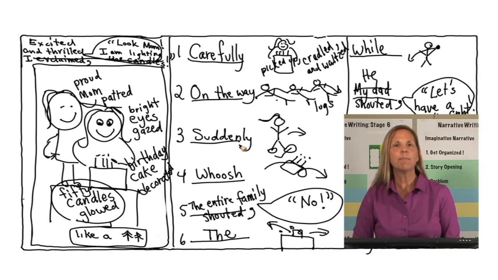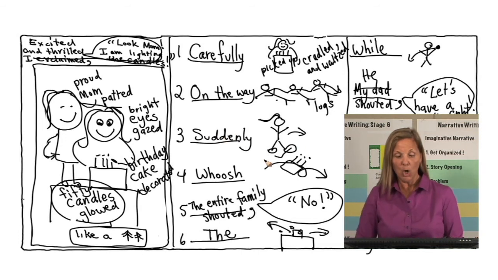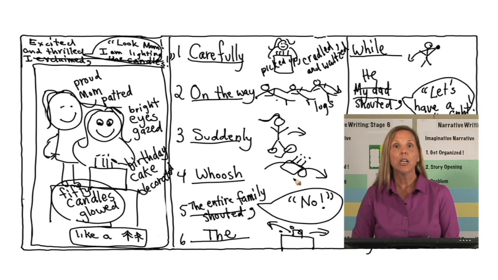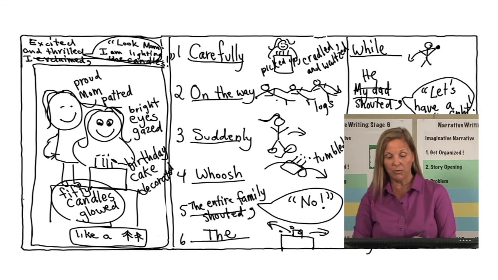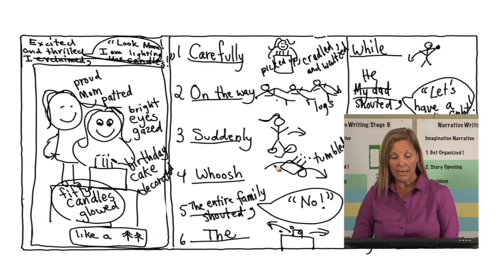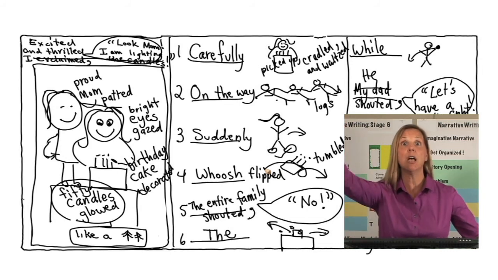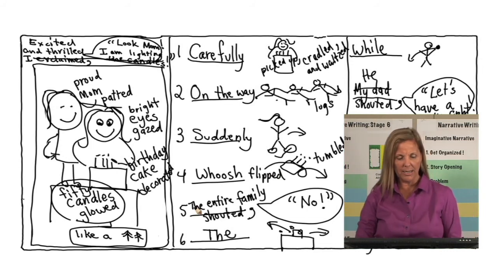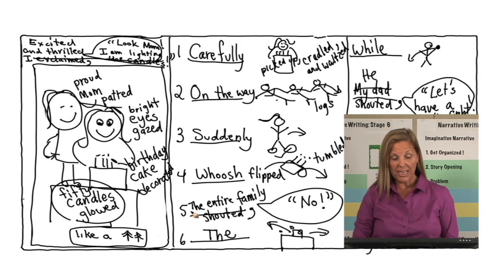So I'm just going to keep it that way. Suddenly I tripped over my shoelace. Whoosh! The cake went flying through the air because it's flipping around. Maybe I could put that, flipped and tumbled in the air. Yeah, that sounds great. Whoosh, the cake flipped and tumbled through the air. Love it. My entire family shouted, the entire family, or I think I'll put my here instead. My entire family shouted, "No!"